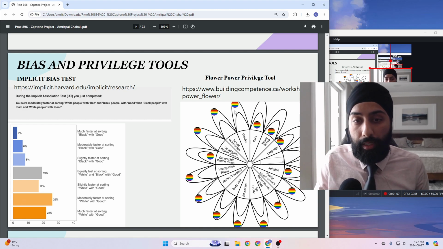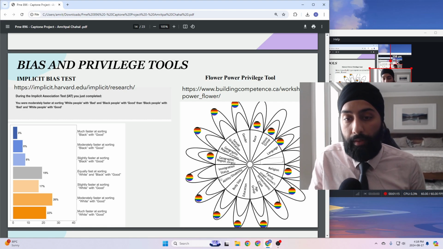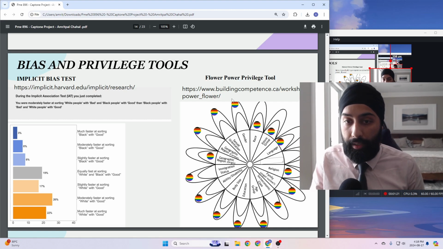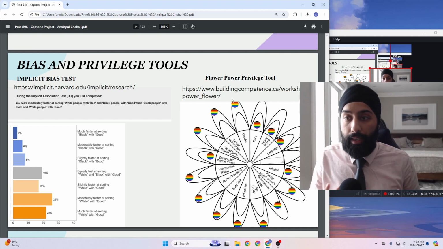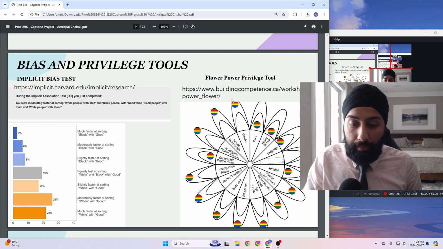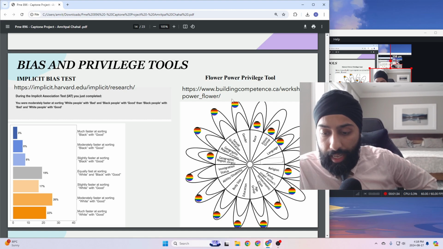The outer rings right here represent the privilege you have in these categories, and the inner rings represent where you don't have privilege, right? So for example, my gender, right? I have a huge privilege on my gender. I'm a male, right? In this society, I do have privilege, right? And this visual representation really opened my eyes and allowed me to actually understand my privilege.